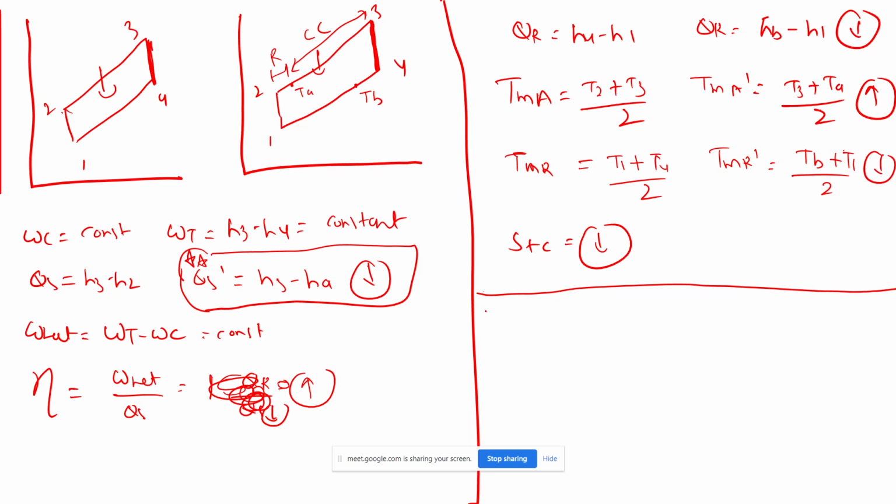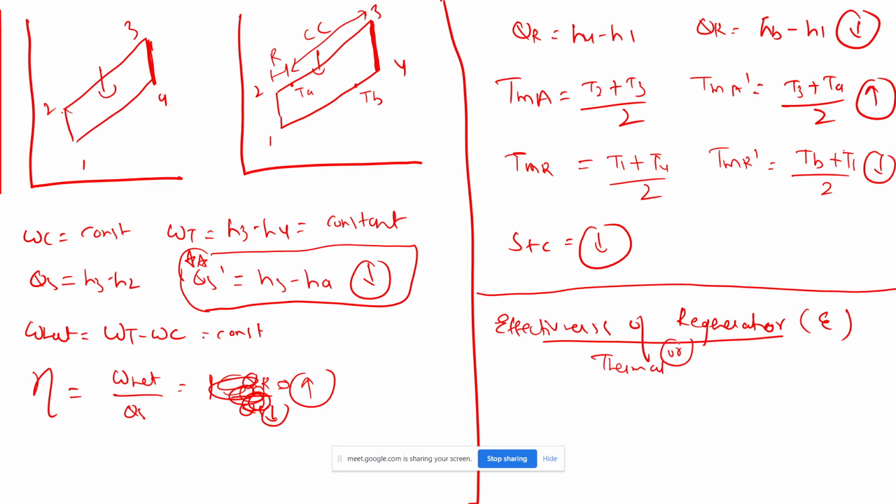Now we will determine the effectiveness of the regenerator. It is given by the formula epsilon. It is also called thermal ratio or degree of regeneration. So they can ask in any form. They can ask what is the effectiveness of the regenerator, or thermal ratio of the regenerator, or degree of regeneration. Anything they can ask.